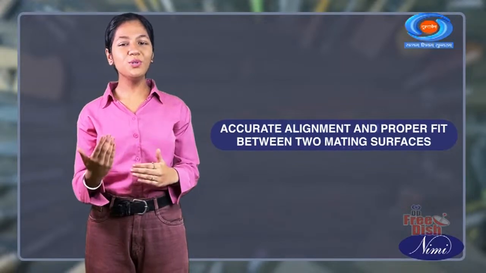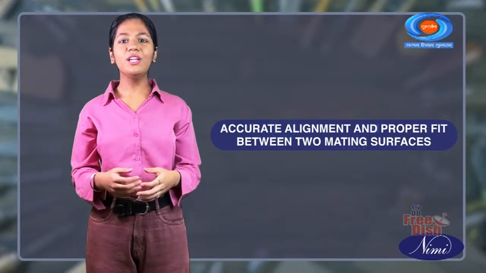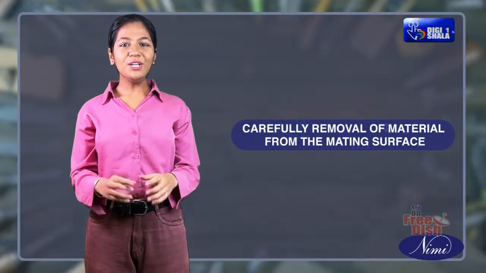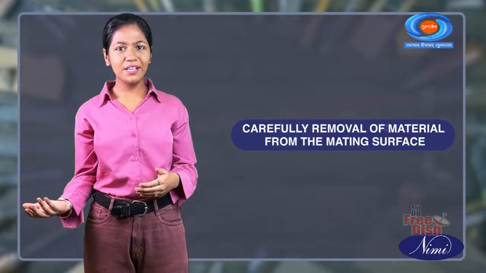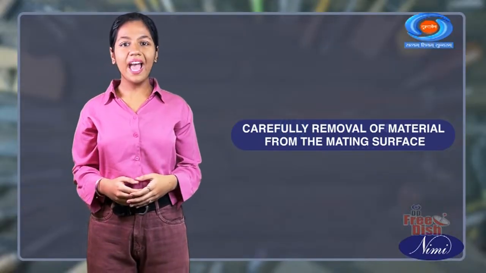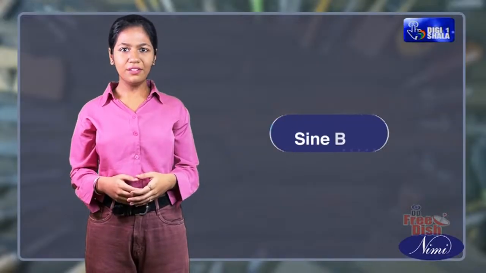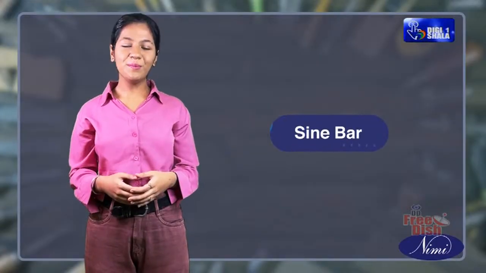Proper fit between two mating surfaces in angular contact applications. The process involves carefully removing material from the mating surface to achieve the desired angle and surface finish. To check the angle of the mating surface, a sine bar is commonly used.